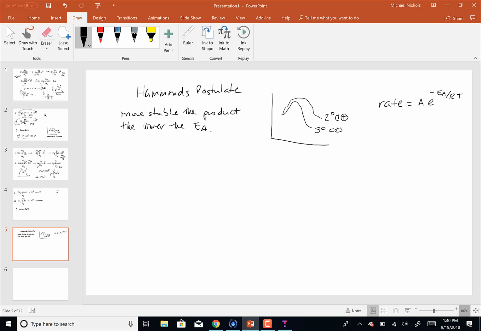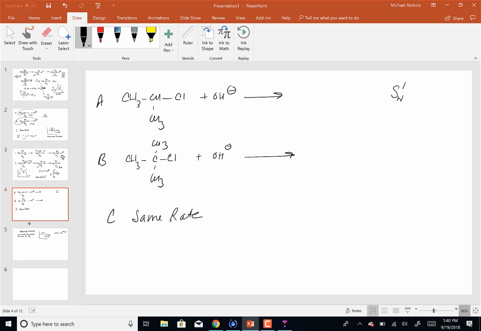So for the SN1 reaction, if I go back to this one, which one's going to go faster? That's going to go faster. Why? Because I'm going to form a tertiary carbocation faster than a secondary carbocation. And the second step doesn't matter.